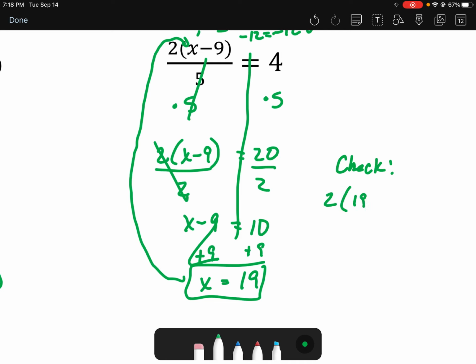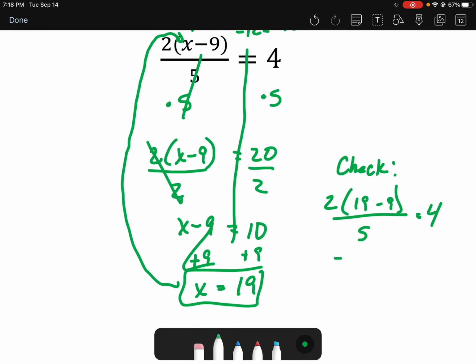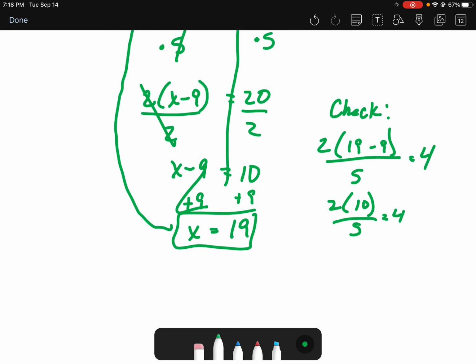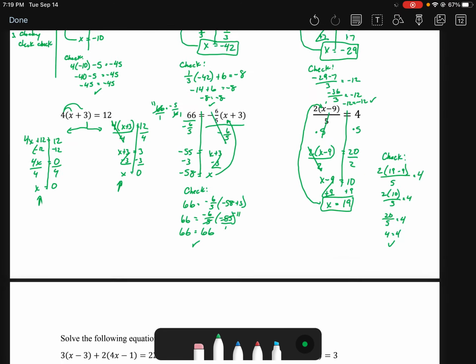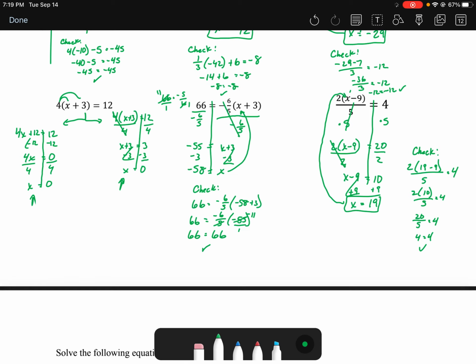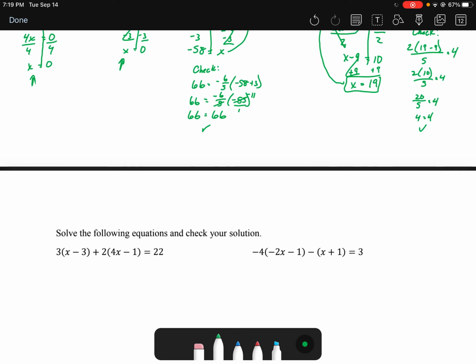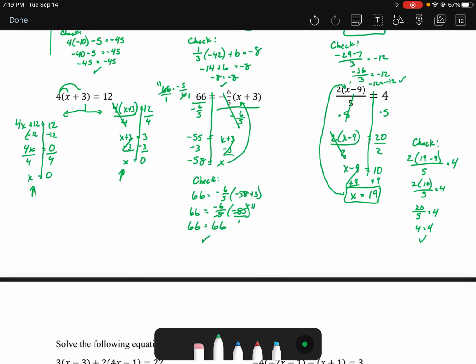I'd have 2 times 19 minus 9 all over 5 is equal to 4. Order of operations, I'm going to do what's in the parentheses first. So I have 2 times 10 over 5 equal to 4. 2 times 10 is 20 over 5 equals 4. 20 divided by 5 is equal to 4, which is equal to 4. So I do get 4 on both sides. They check out. That is my correct answer. Gorgeous. Okay. We're going to worry about problems like those sometime in the future.